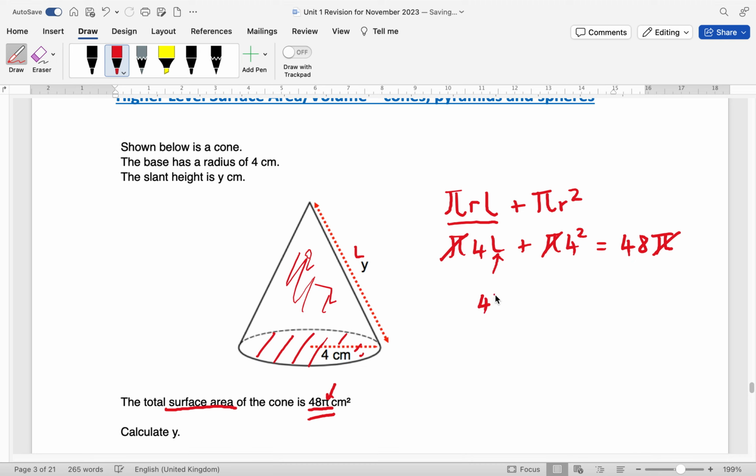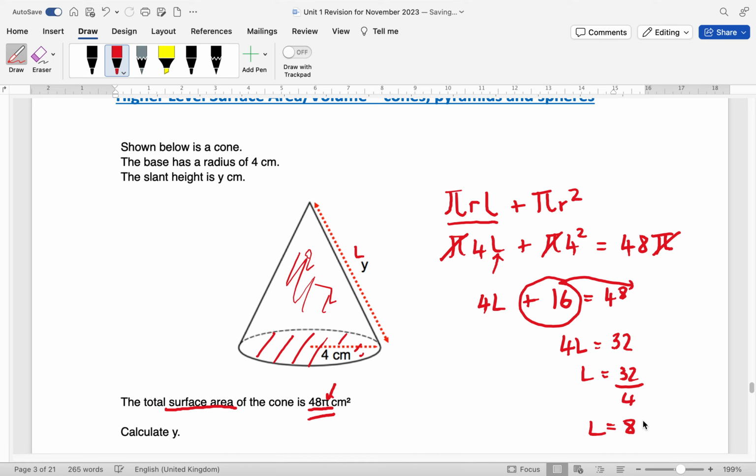So what are we left with? We're left with 4L plus 4 squared, which is 16, equals 48. And we've got to find L. Well, the plus 16 will take away from there, leaving 4L equals 32. So L is 32 divided by 4, and 4 does go into 32, so we can do this. If it didn't, we just leave it like that. So it's 8 centimetres.